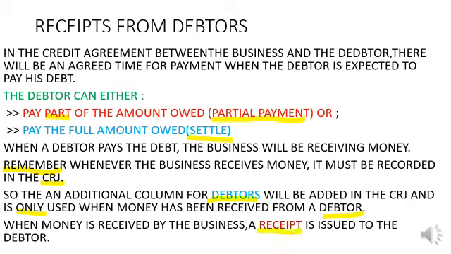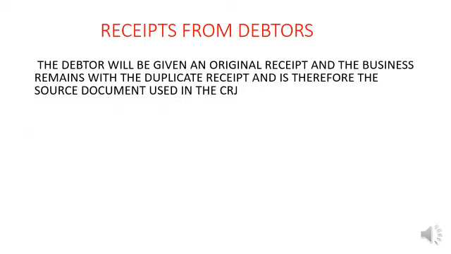When money is received by the business, a receipt is issued. We all know that when you receive money as a business, proof that the money has been received is a receipt which you give to your customer. So in this case, we give a receipt to our debtor, because it's the one who has given us the money. Then the debtor will be given the original receipt. So original receipt goes with who? It goes with the debtor. Okay? And then the business will remain with the duplicate receipt. So when the business remains with the duplicate receipt, it is therefore the what? The source document that is used in the CRJ.